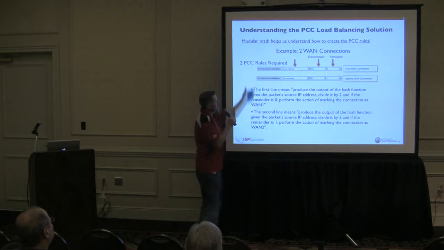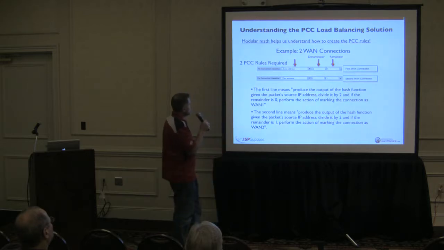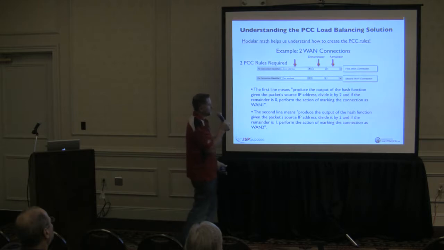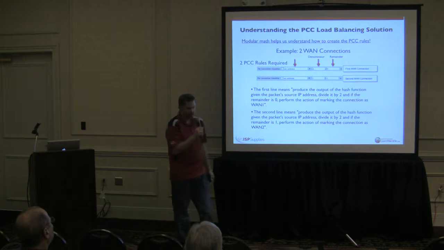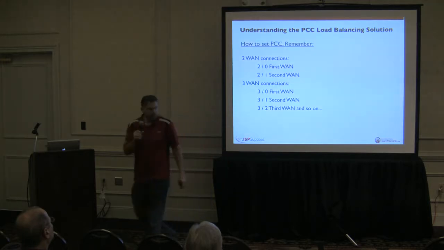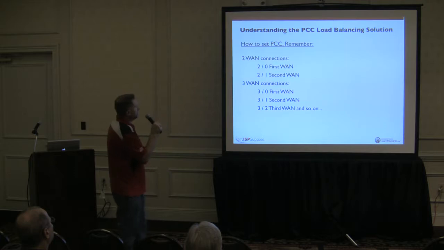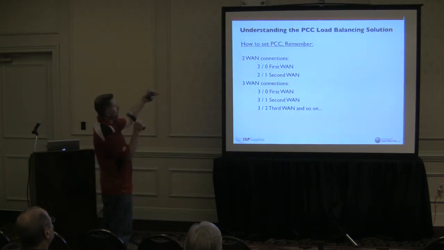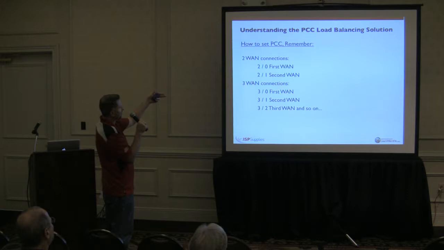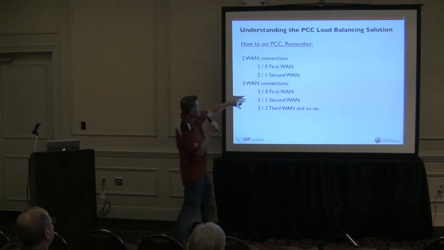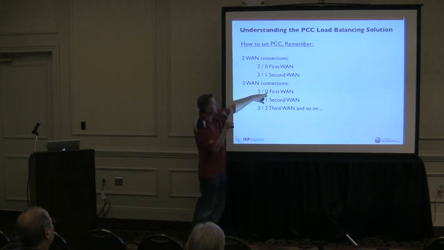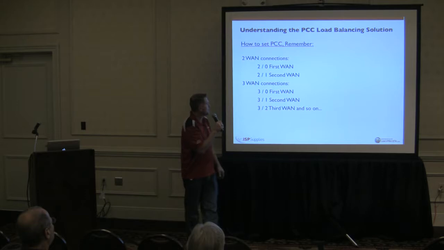So what does this mean? The first line means produce the output of the hash function given the packet's source IP address, divided by 2, and if the remainder is 0, perform the action of marking the connection as WAN 1. The second rule, same thing, marks it as WAN 2. So we've already seen how to do 2 connections. We'll fill in the blanks with 2 and 0 for the first WAN connection, and then 2 of 1 for the second. If you have 3, this first number jumps to 3, and we go 3 of 0, 3 of 1, 3 of 2.